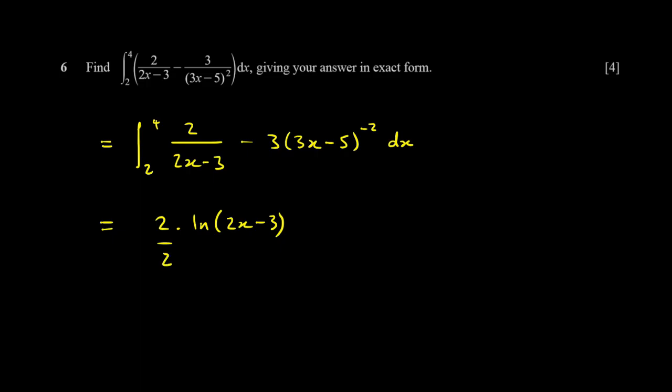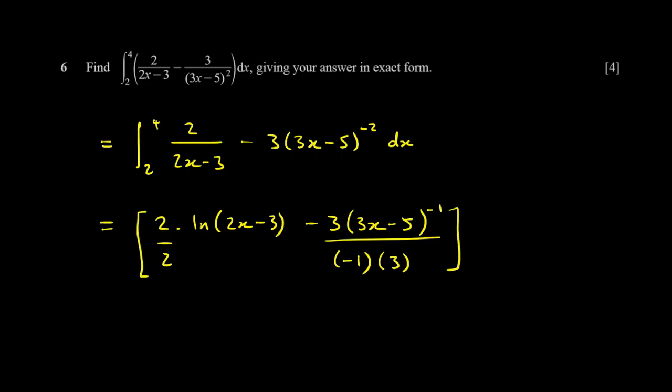The next term, what do I do? I add 1 to the power, so that'll be negative 1, and I will divide by the new power. So let's do that. We've got negative 3, 3x minus 5. I add 1 to the power, gives me negative 1. I divide by that new power, so I divide by negative 1, and then I need to remember to take the coefficient of x, which is 3, and divide by 3, right? Just the same thing as I did with the previous term, took the coefficient of x, which was 2, divide by 2. And then I need to remember to integrate between the bounds.